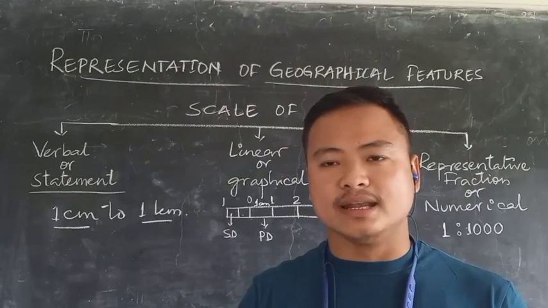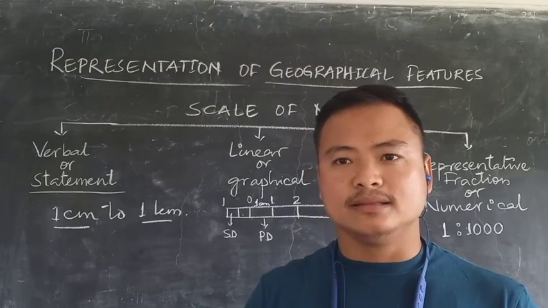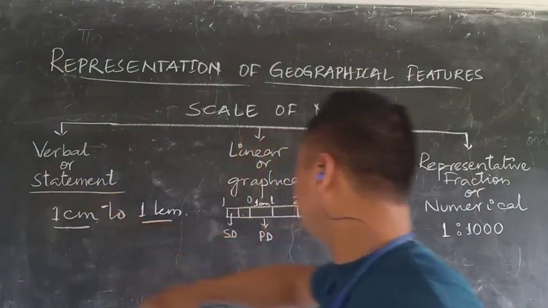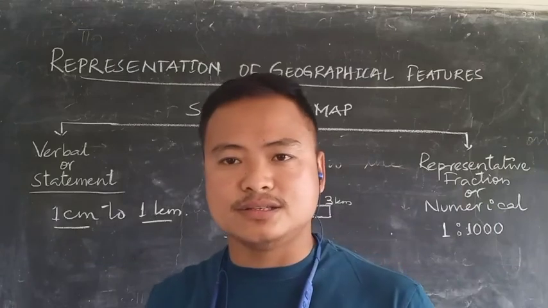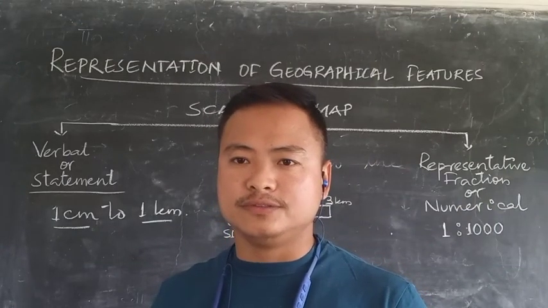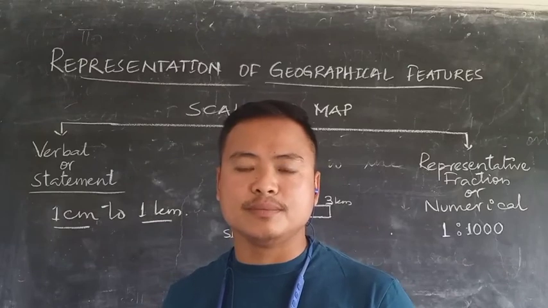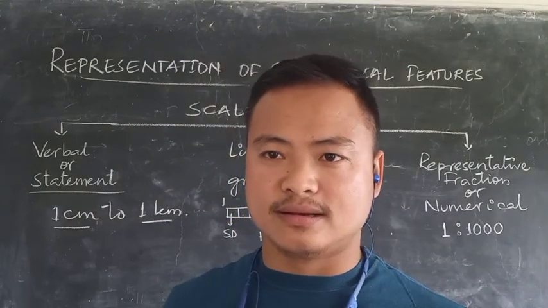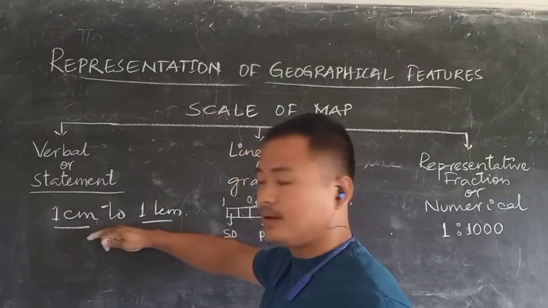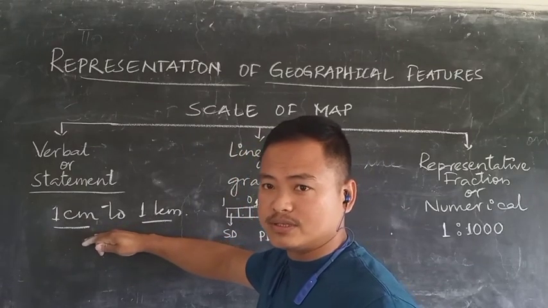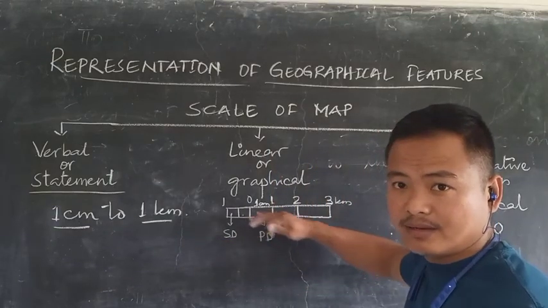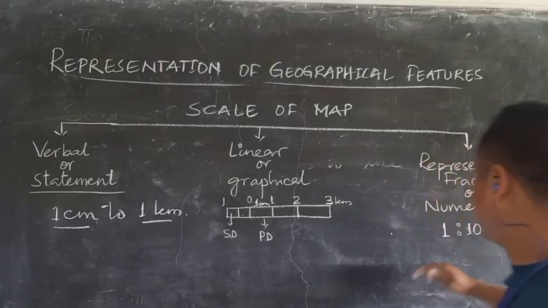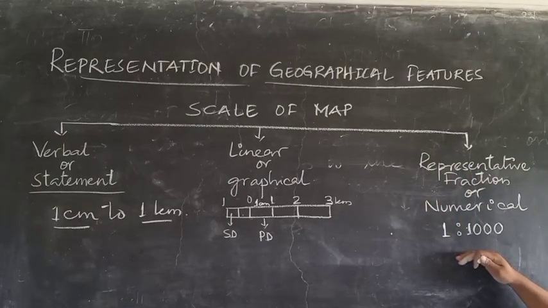But all these three types of scale give you the same understanding that the scale, either verbal or statement, linear or graphical, or representative fraction or numerical, is a ratio of the distance between any two given points on the map to its corresponding distance on the ground. Only the representing form is different. Here it is represented as a verbal or a statement. Here it is represented as a graphical scale by drawing it in a line, and then here it is given as a fraction, or numerical numbers.